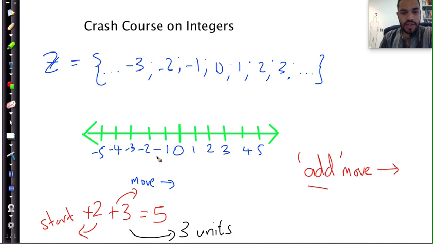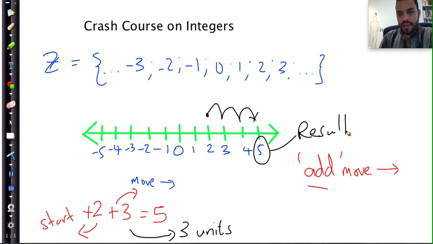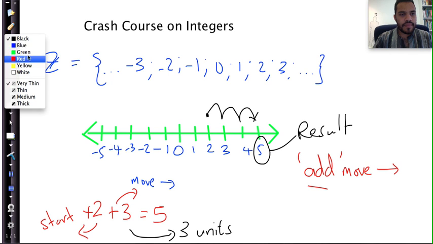Okay, so let's do that. If I start there, I'm going to start at +2, and I'm going to move to the right 3 units: 1, 2, 3. And then I see that there is my result. Okay, so remember, addition works like this. Addition, when we're dealing with positive numbers or negative numbers, is essentially just moving to the right on the number line.